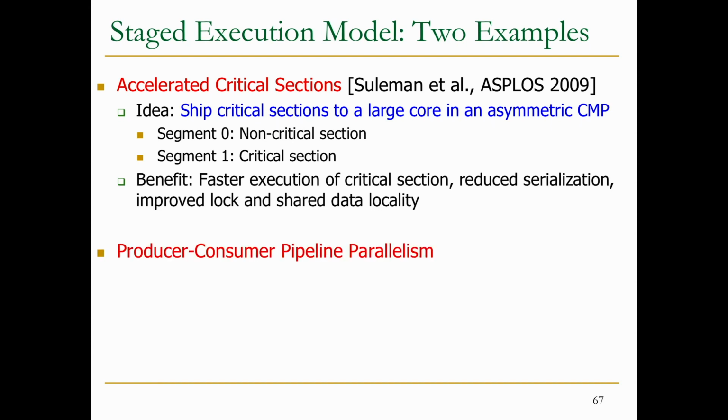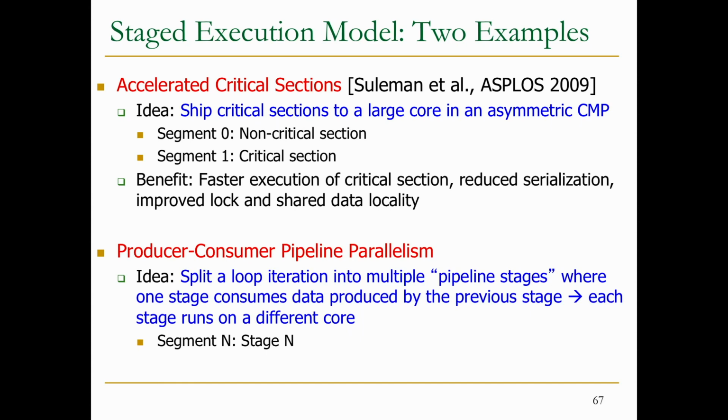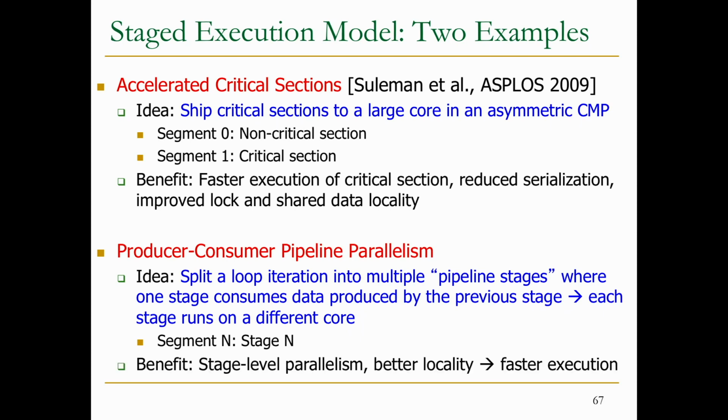Producer-consumer pipeline parallel programs, basically you split a loop iteration into multiple pipeline stages, as we discussed, where each stage consumes data produced by the previous stage, and each stage runs on a different core. In this case, segment n is stage n. So you have as many segments as stages. And the benefit is really stage level parallelism, and hopefully you get better locality. You chop up your code such that a stage has very good data locality inside.